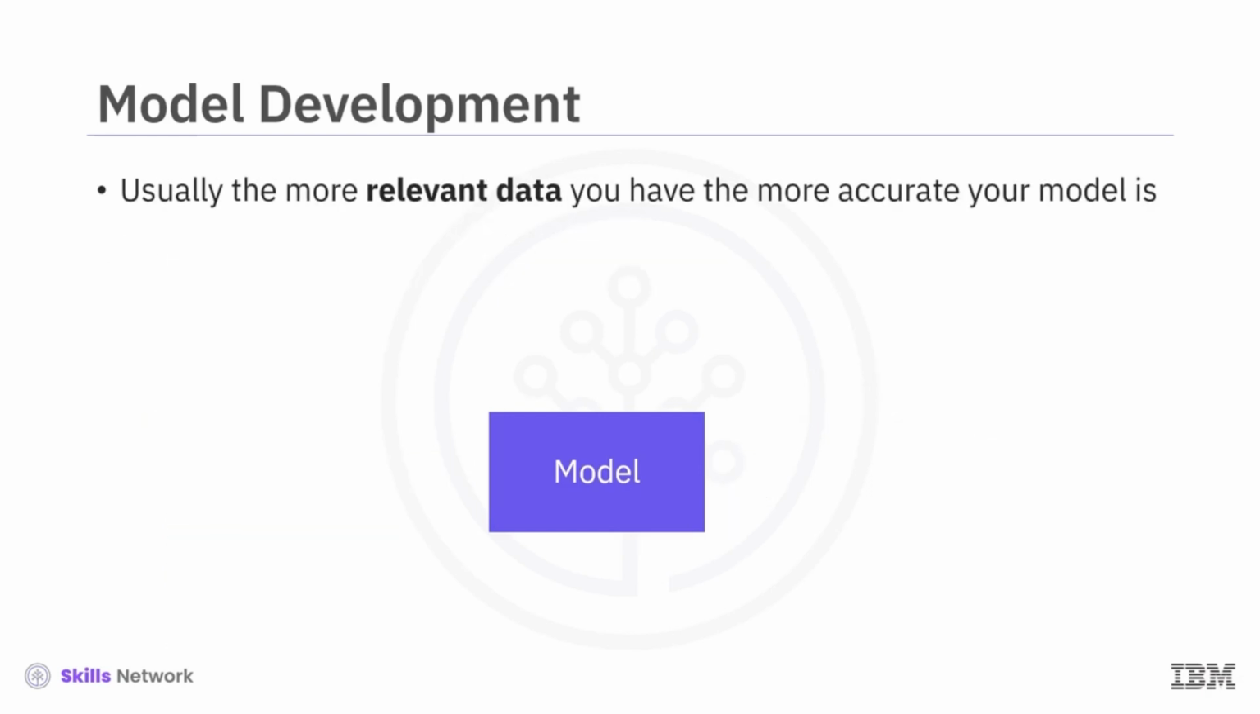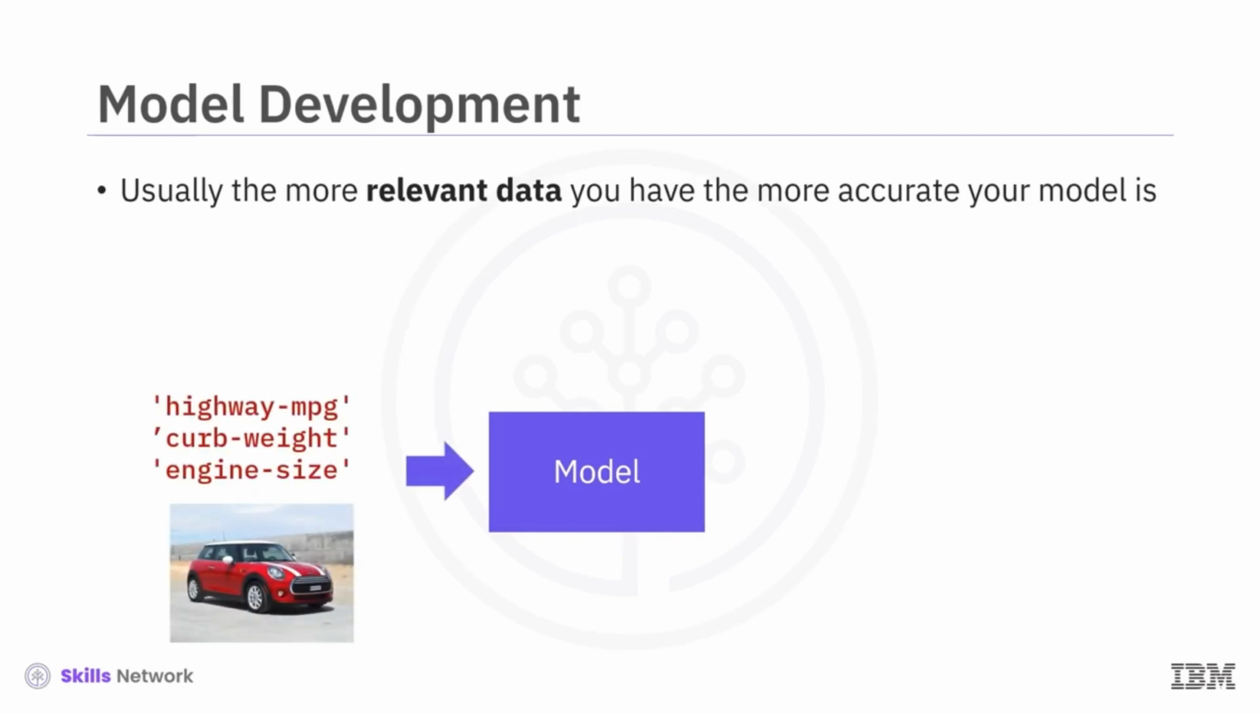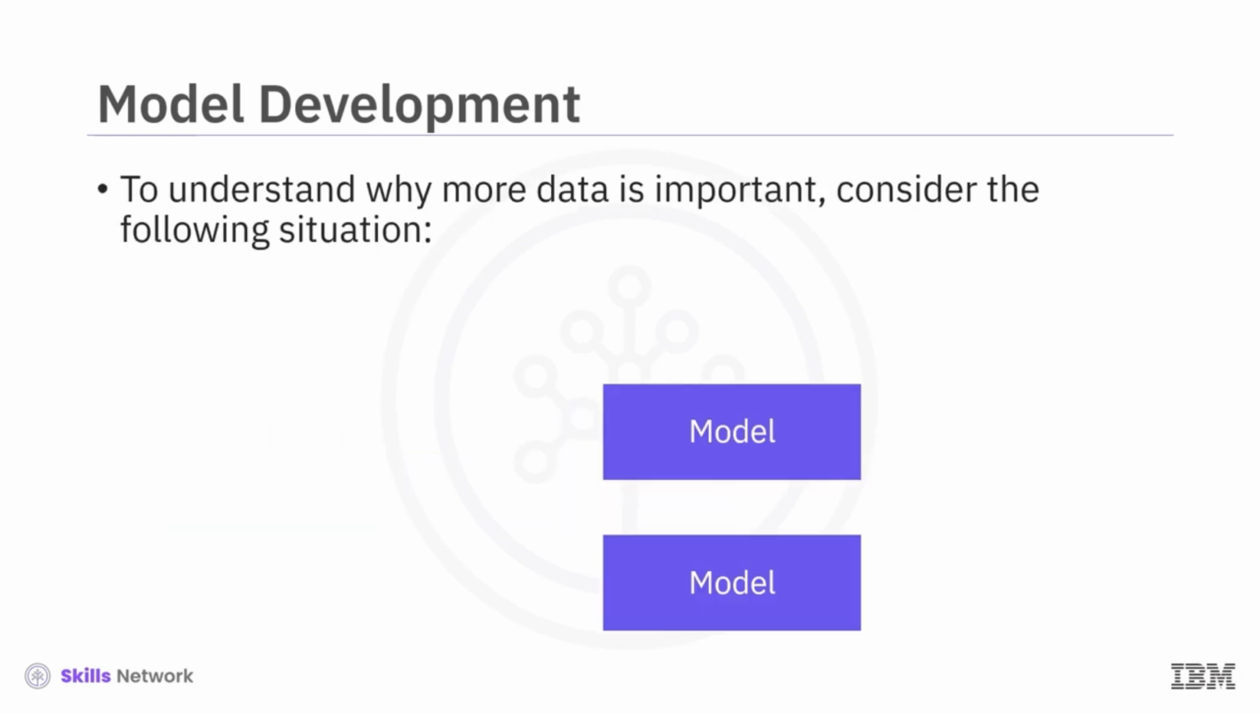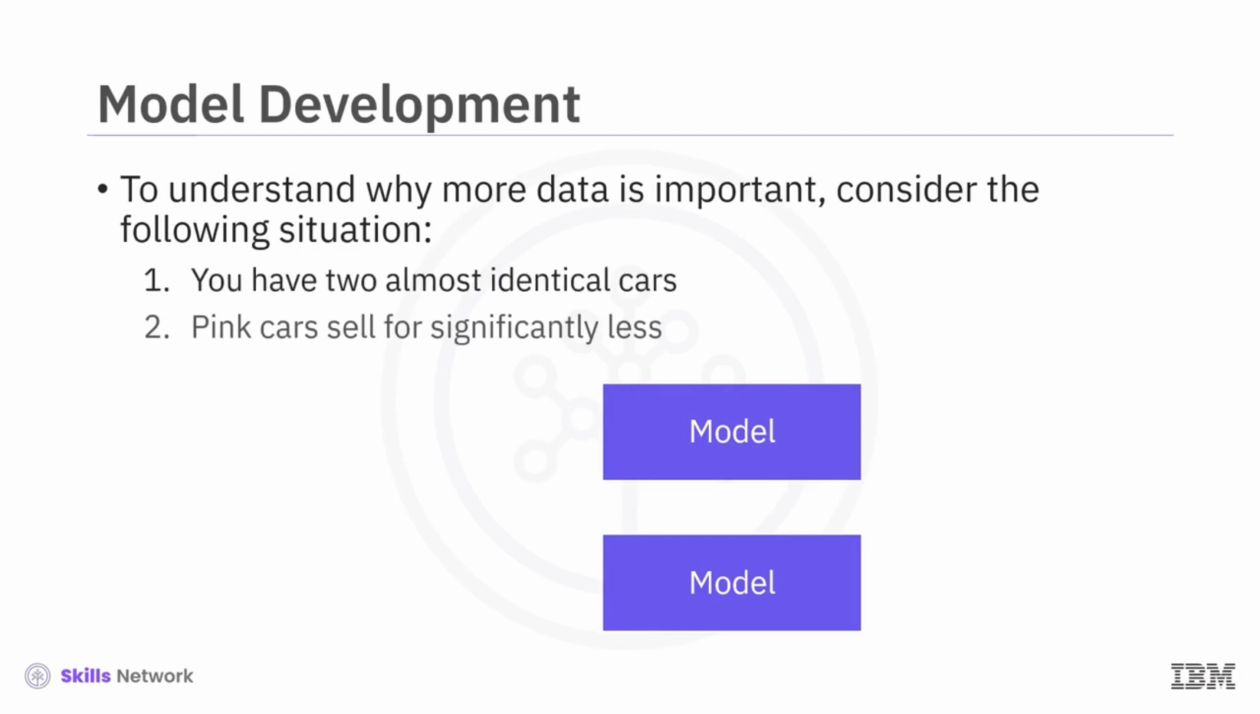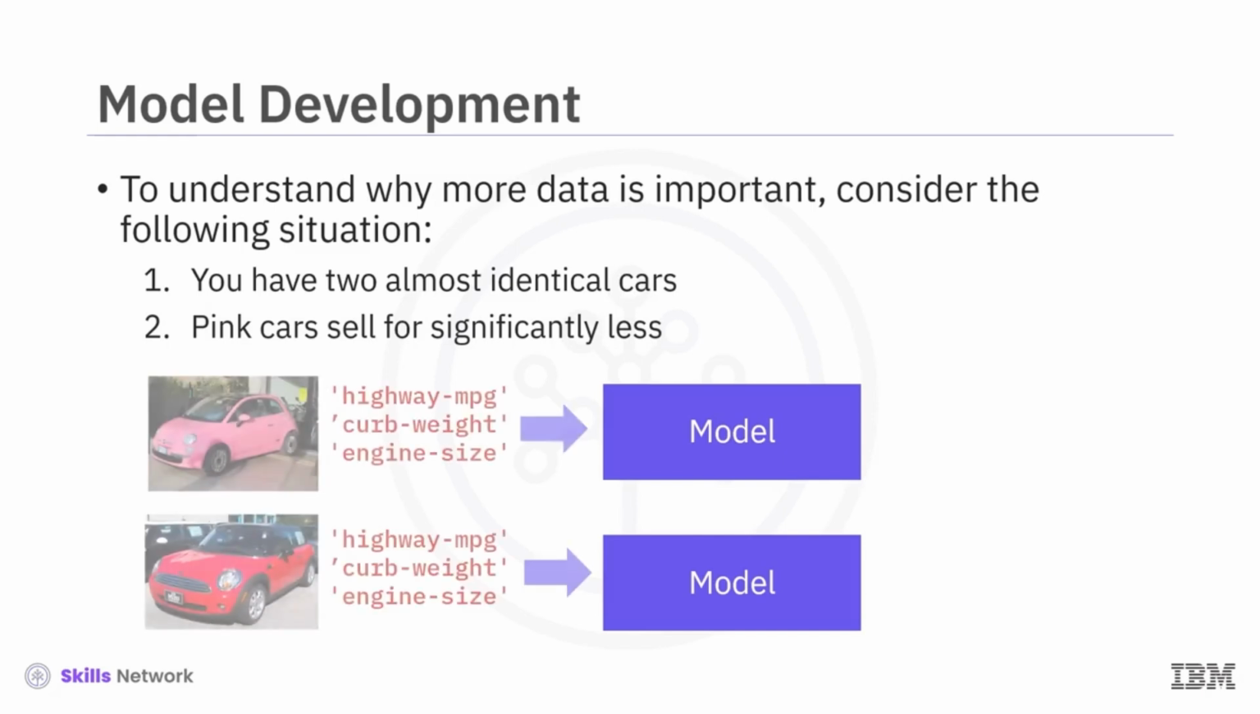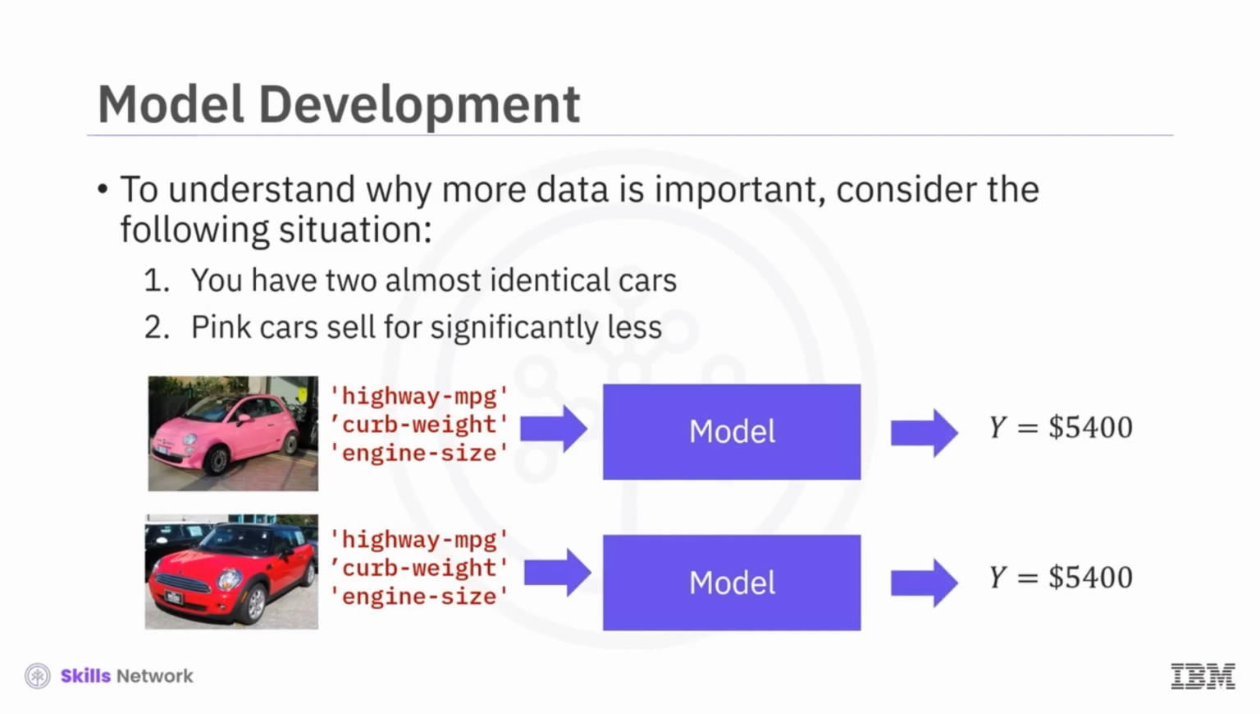Usually, the more relevant data you have, the more accurate your model is. For example, you input multiple independent variables or features to your model. Therefore, your model may predict a more accurate price for the car. To understand why more data is important, consider the following situation. You have two almost identical cars. Pink cars sell for significantly less. You want to use your model to determine the price of two cars, one pink, one red. If your model's independent variables or features do not include color, your model will predict the same price for cars that may sell for much less.